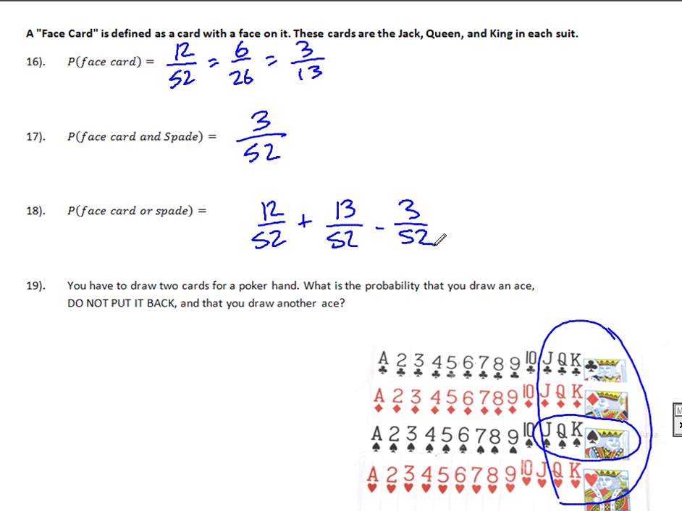So what I'm going to do here, 12 plus 13 is 25. Minus 3 is 22, so 22 out of 52, which will reduce to 11 out of 26.